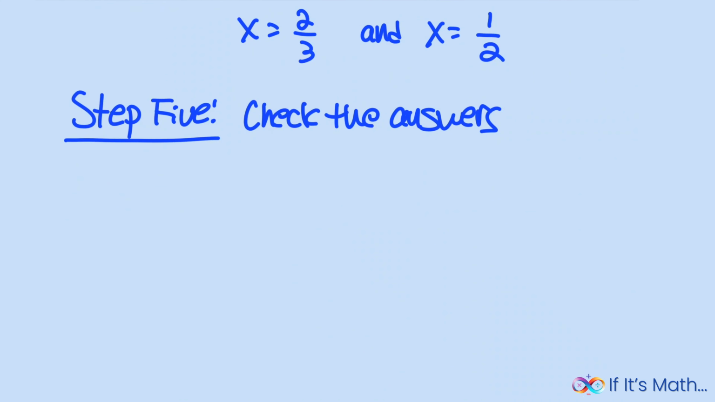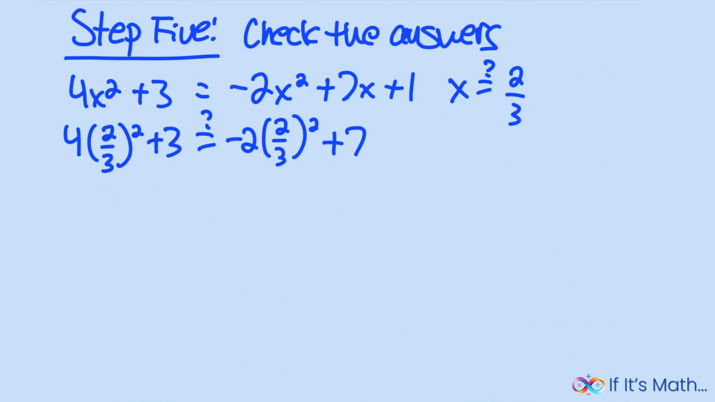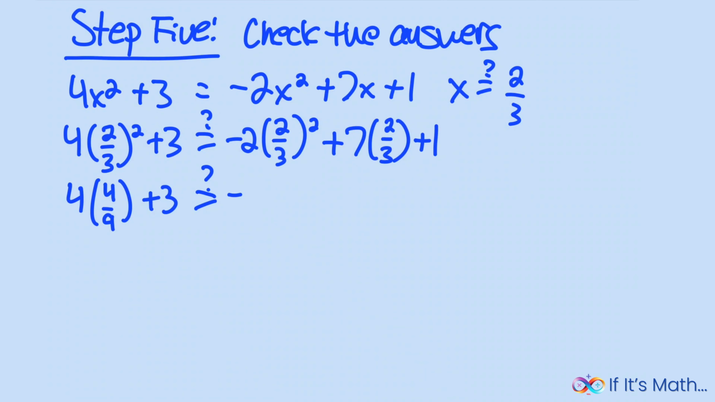So again, we're going to rewrite out our original quadratic. So 4x squared plus 3 equals negative 2x squared plus 7x plus 1. We're checking, does x equal 2/3? So 4 times 2/3 squared plus 3, does that equal negative 2 times 2/3 squared plus 7 times 2/3 plus 1? So to square a fraction, you just square both parts. So does 4 times 4/9 plus 3 equal negative 2 times 4/9 plus, if we go ahead and do that through, we'll get 14/3 plus 1.